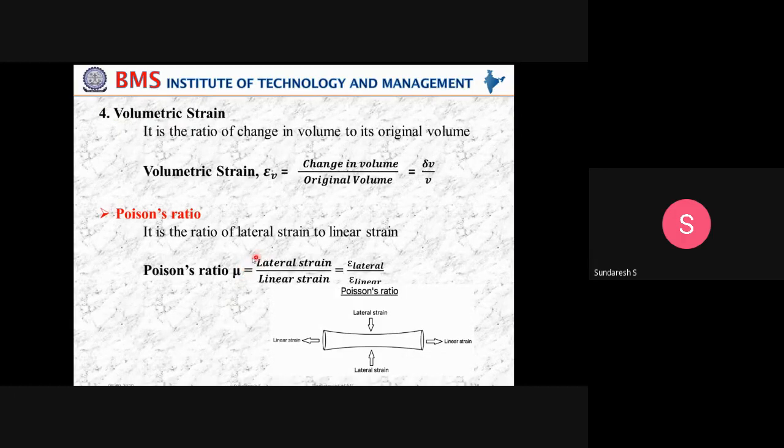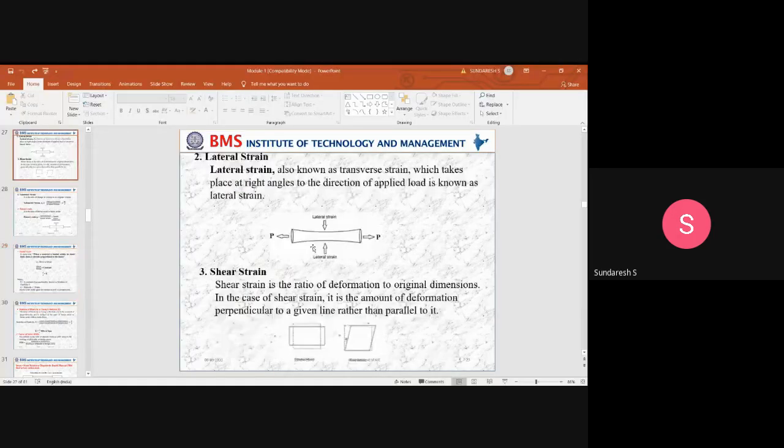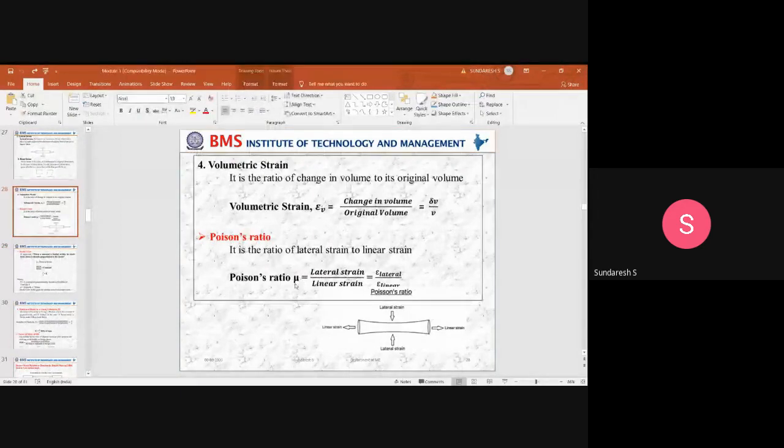So Poisson's ratio is the ratio of the lateral strain to the linear strain. Epsilon lateral is the lateral strain, and this is the linear strain. We can use mu or nu; nu is also another term which is used to denote the Poisson's ratio. Okay, so look here.